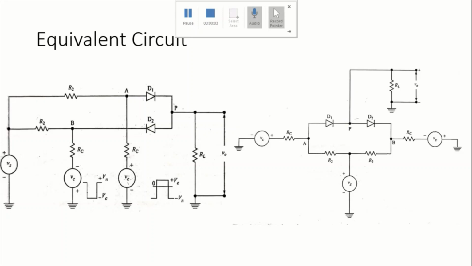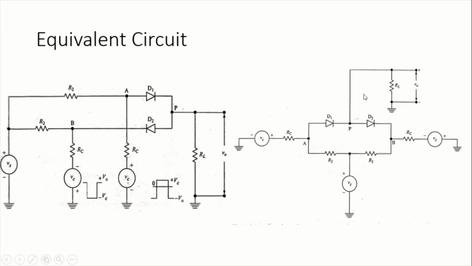See how the equivalent circuit is redrawn in this figure. If you observe, we have four nodes here: node A, node B, node P, and the input signal node. The output voltage is taken from node P. Diode D1's negative terminal is connected to node P, and D2's positive terminal is connected to node P.